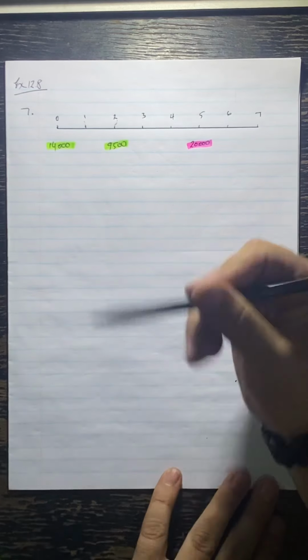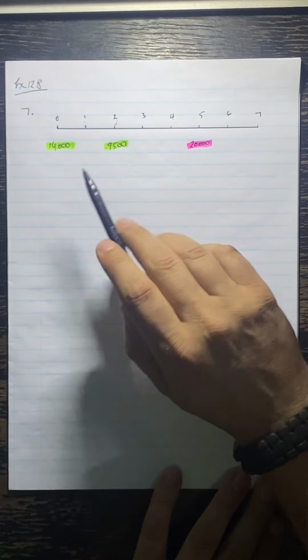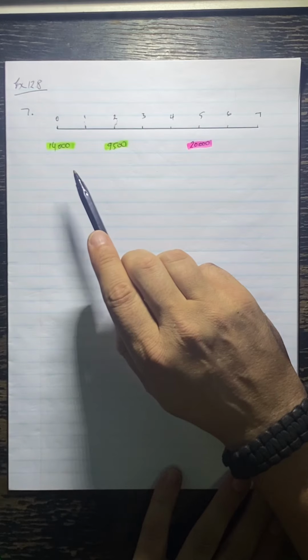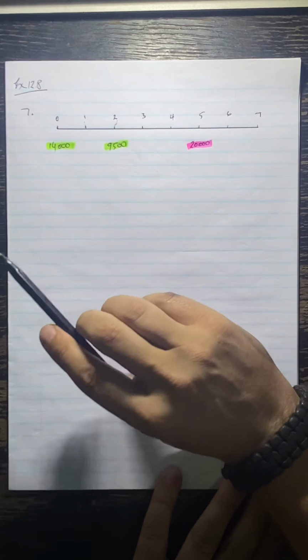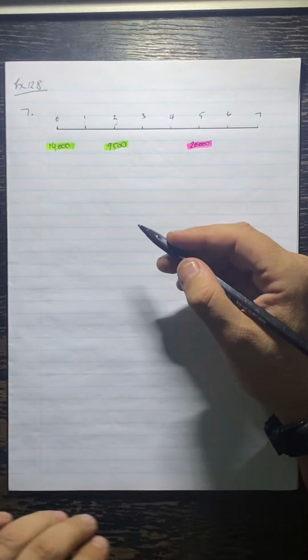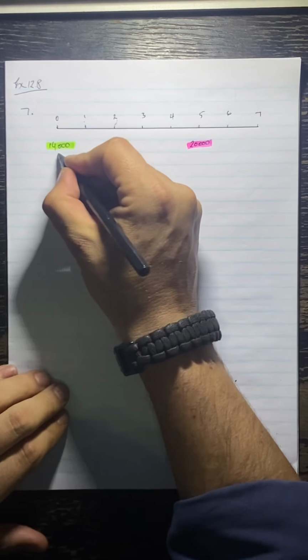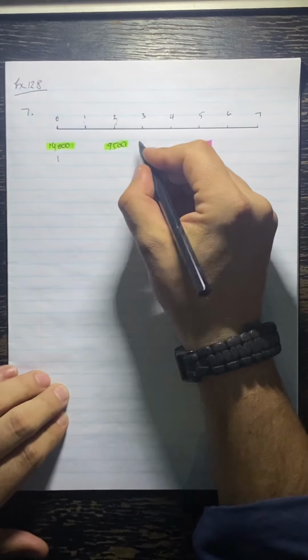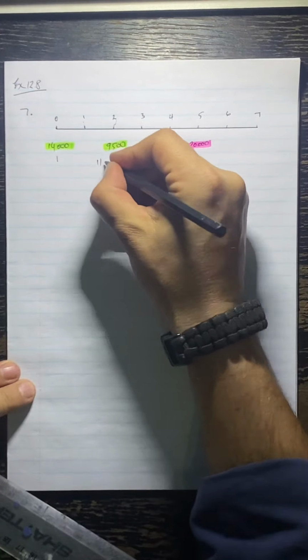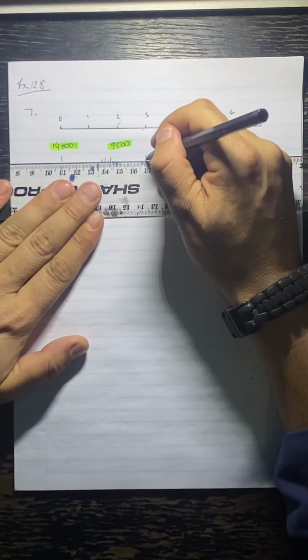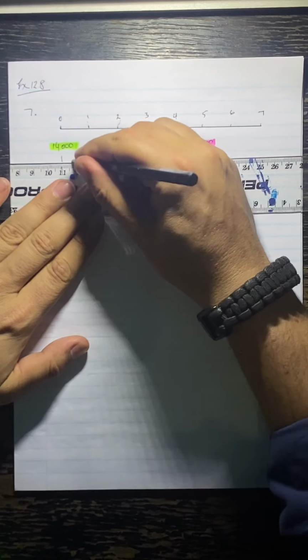Okay, so it now talks about the interest rate. So the interest is 11% per annum compounded annually for the first 3 years. So from here to here, we've got an interest rate of 11%. Okay. Just going to highlight that in blue.